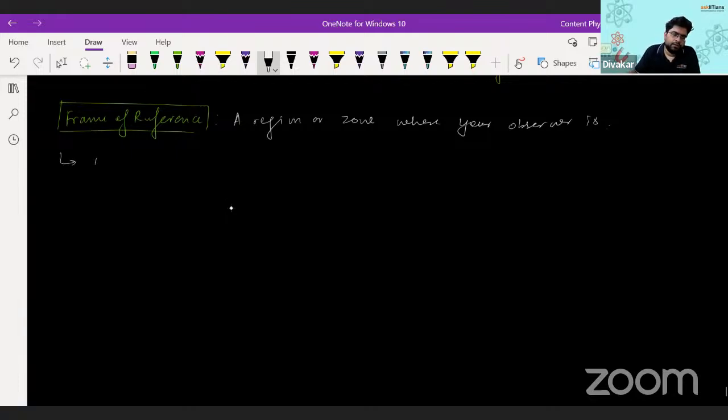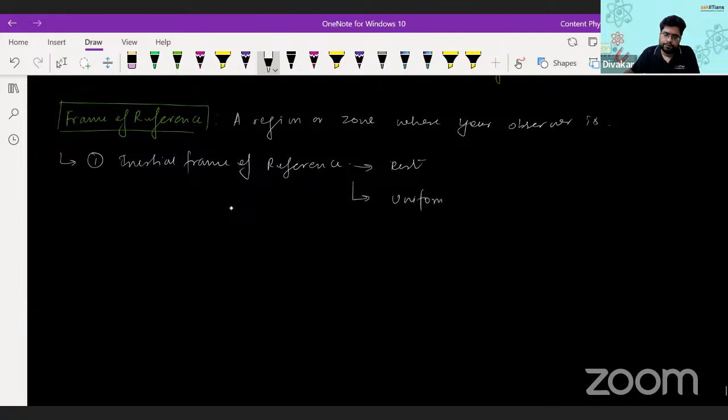Number one, the first reference frame is called the inertial frame of reference. Two reference frames come under this category. Number one, if your frame of reference is at rest, it comes under inertial frame of reference. And if your reference frame is moving with uniform velocity, or doing uniform motion, then also it comes under inertial frame of reference. Now try to think a bit why it's called inertial frame of reference.